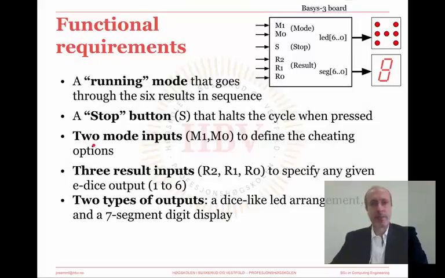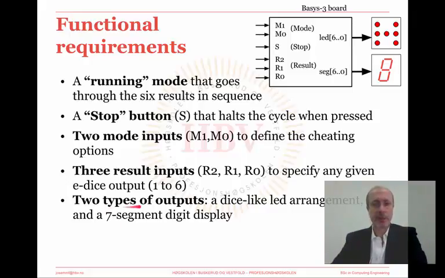And here's a list of the functional requirements that have to be addressed. We will need a running mode that takes the e-dice through the 6 possible results very quickly until the stop button is pressed. We will also need 2 mode inputs that will be used to specify the cheating mode, and 3 result inputs which will be used to specify any possible e-dice result. These inputs can be used, for example, to specify that result 5 should never happen.